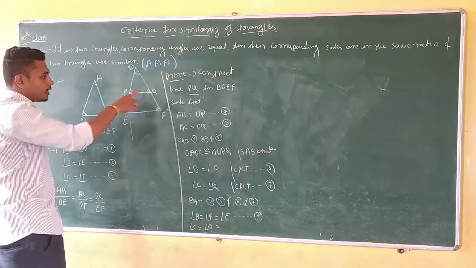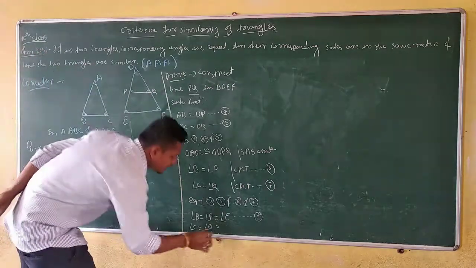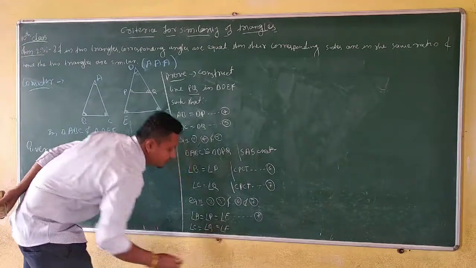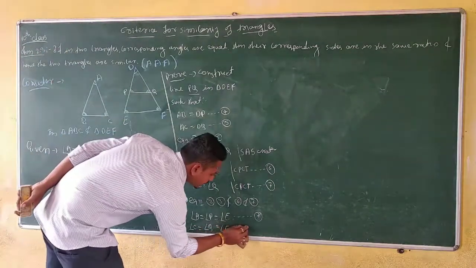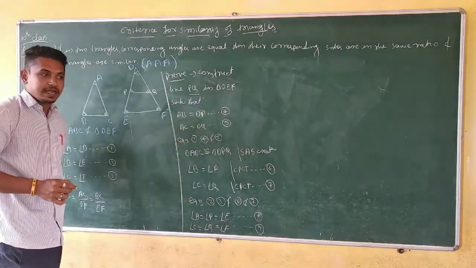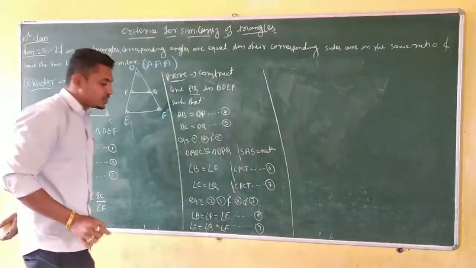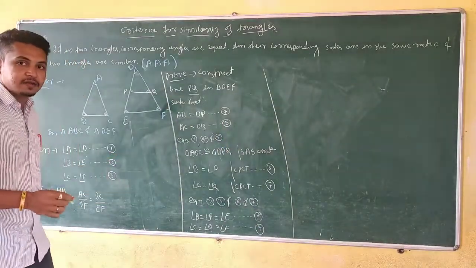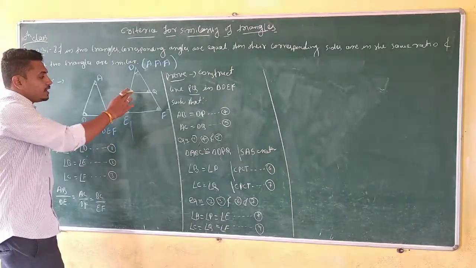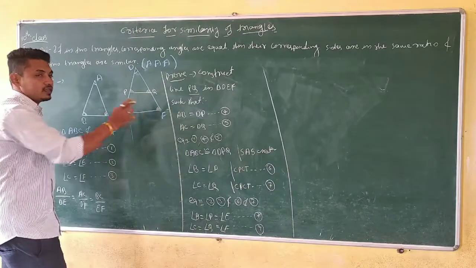Angle C is equal to angle Q, and angle Q is equal to angle F. Okay, so this equation we can call equation number 9. Now see here, from equation numbers 8 and 9, their corresponding angles are equal to each other.